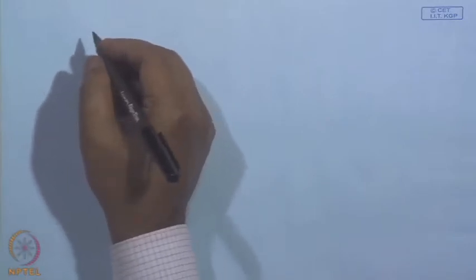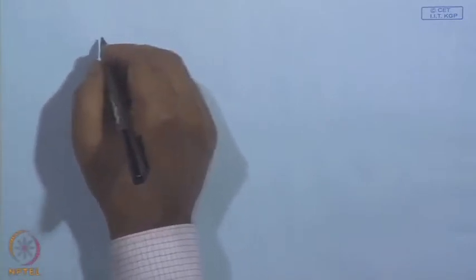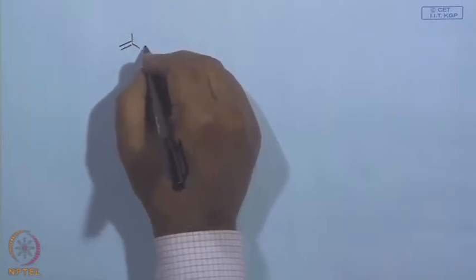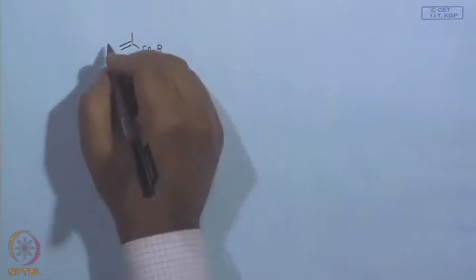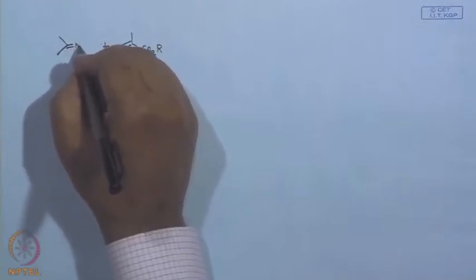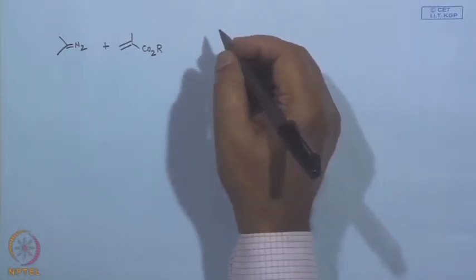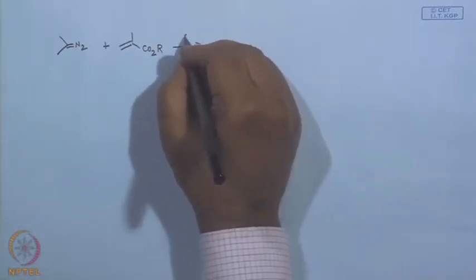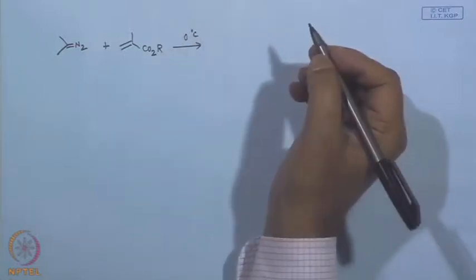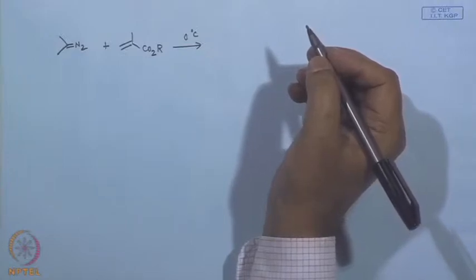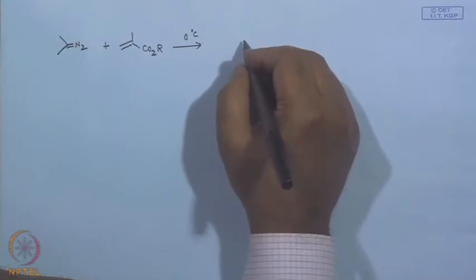And in heterocyclic chemistry there are also many kinds of 1,3 dipoles. So, some of the reactions you probably would know. Let us say you have an ester group here and dimethyl diazomethane, or you can say diazopropane, and you allow it to react at, let us say, 0 degrees centigrade. So, what is the reaction? With diazomethane, a cycloaddition reaction takes place.